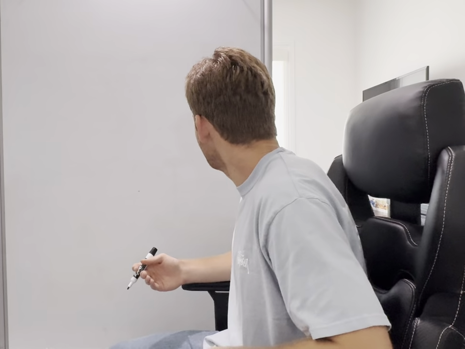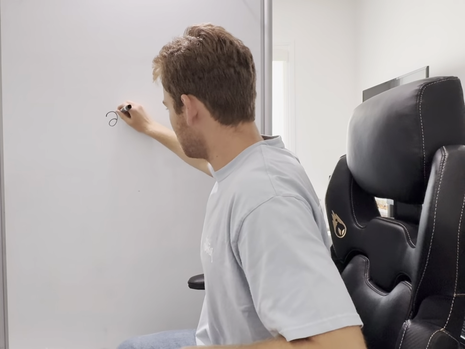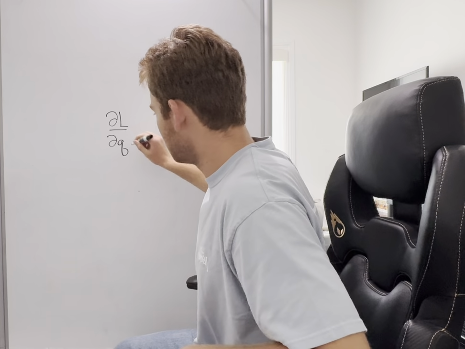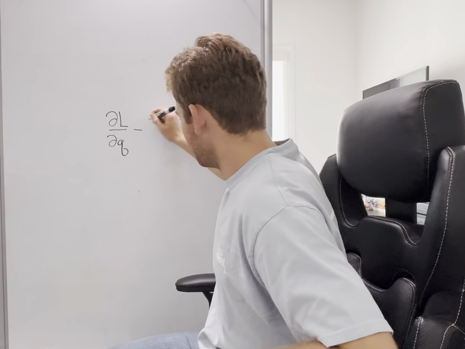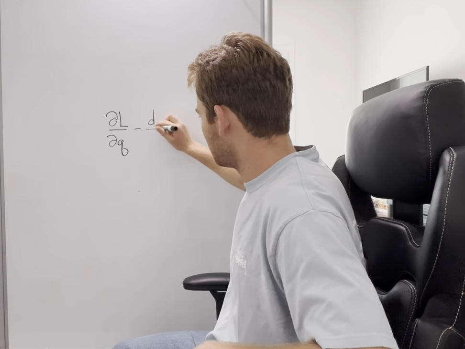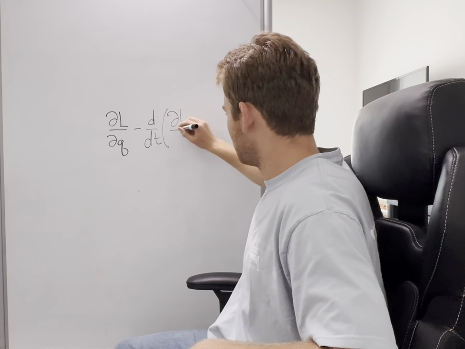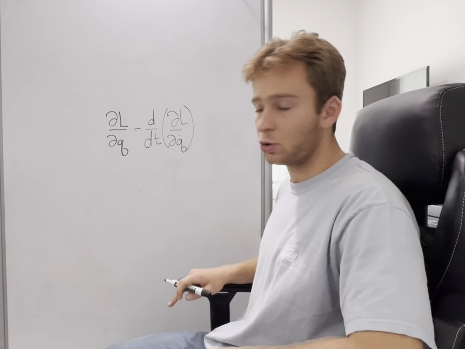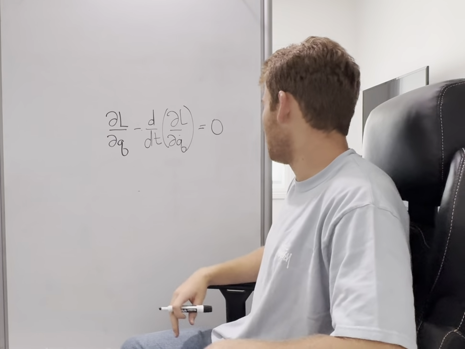Now, the Euler-Lagrange equation is partial L over partial q, where q is some generalized coordinate, and I'll talk about what I'm using for that soon, minus the time derivative of partial L by partial q dot, where q dot is the time derivative of that coordinate q, is equal to 0. And that's the Euler-Lagrange equation.